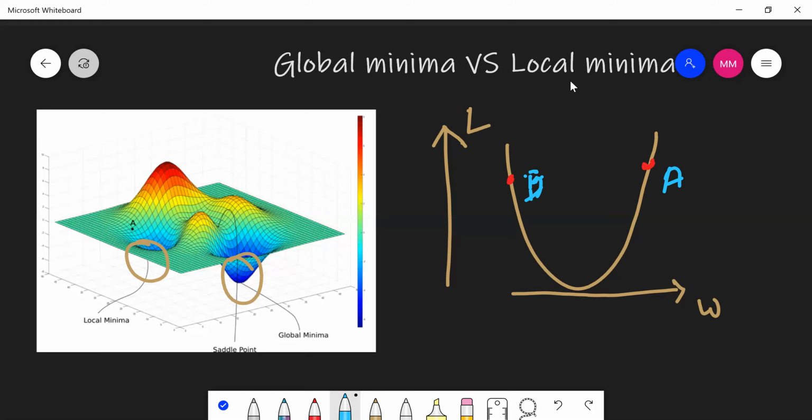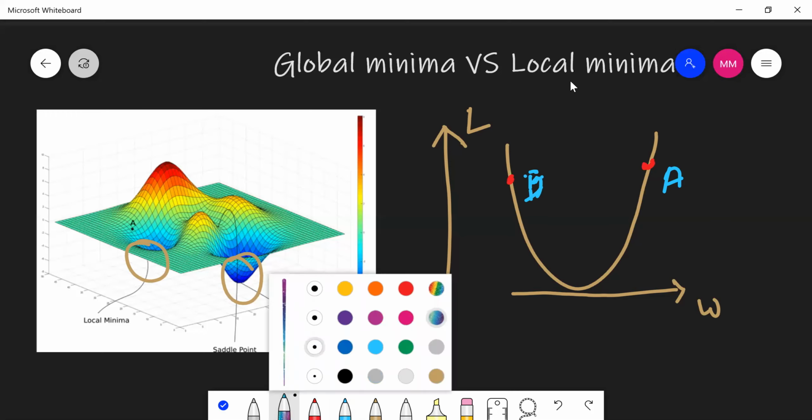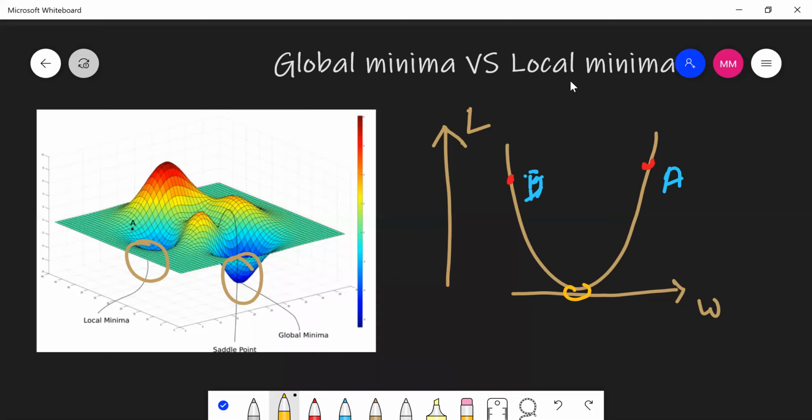So I told you, right? There will be a local minimum. In this graph, the point which is nearest to our slope will be considered the global minimum. In this graph we have only one such point, right? So this portion will be the global minimum of this particular 2D plot.